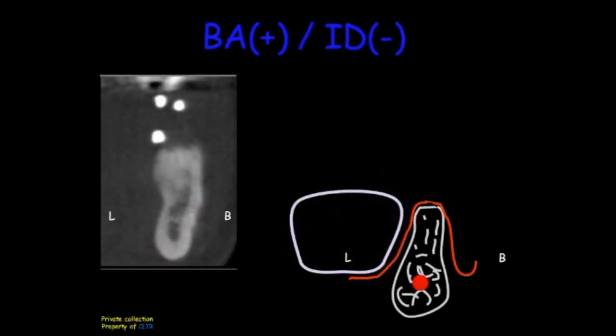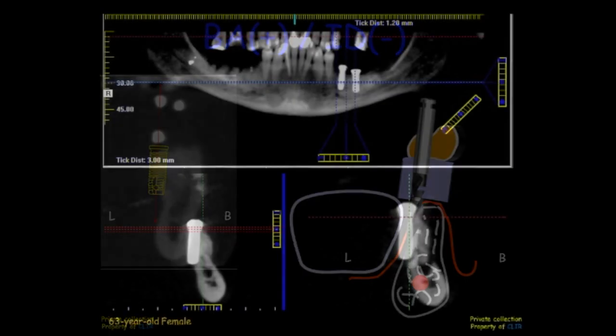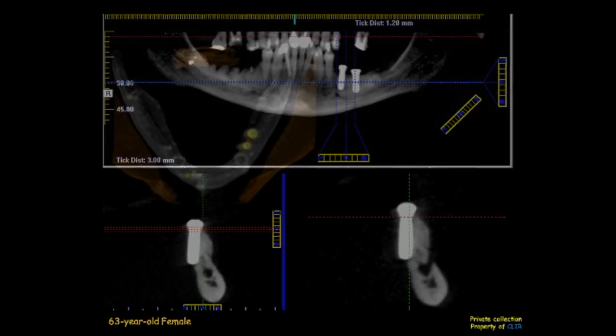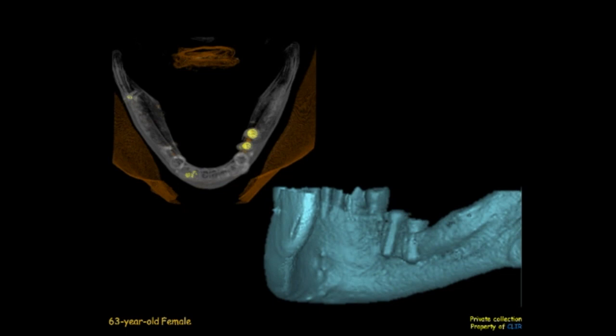The third scenario is when the bone anatomy is positive and the implant direction is negative. As you can see over here, we have lots of bone, but if we follow the occlusal to crestal points, the implant will be placed, in this case, more lingually. A clinical case, as you can see, on the cross-section cut, the implant is placed lingually and not into the bony envelope. A 3D rendering image where we can see the wrong positioning of our implant.